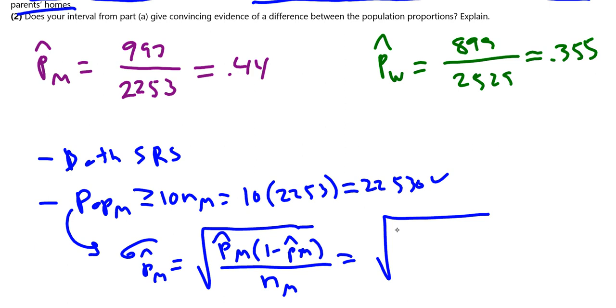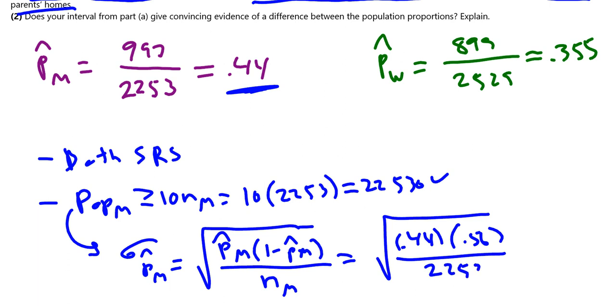It'll be the square root of 0.44, which we got up here, times 1 minus 0.44, which would be 0.56, over the sample size in this study, which is 2,253. Let's take a minute to type that into our calculator, and I'm getting around 0.0105.